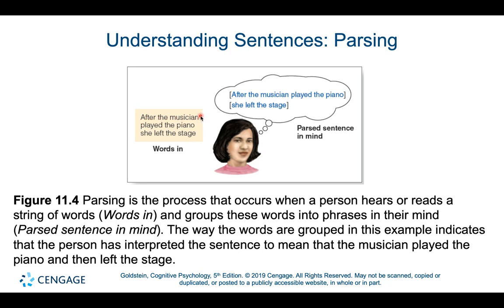So after the musician played is maybe an obvious place to start a new idea. And then we get the piano, she left the stage, right? When you hear after the musician played, you have this idea number one. Okay, this sentence is about a musician who has finished performing. You don't know what's happening in the second half of the sentence until the piano, she left the stage. And now you can put the first half of the sentence together with the second half. After the musician played the piano, she left the stage.